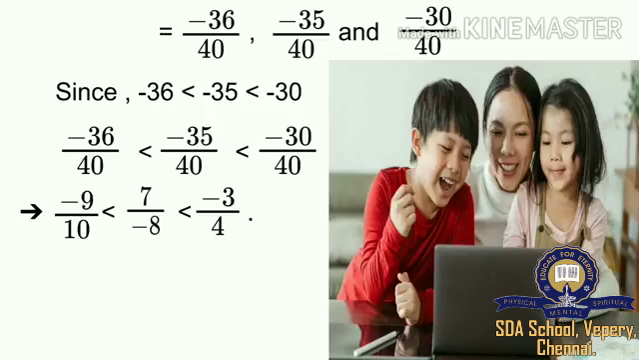So in the given question, minus 9 divided by 5 is first, and second minus 7 divided by 8, and third minus 3 divided by 4.